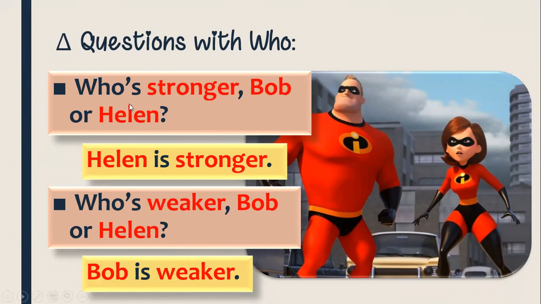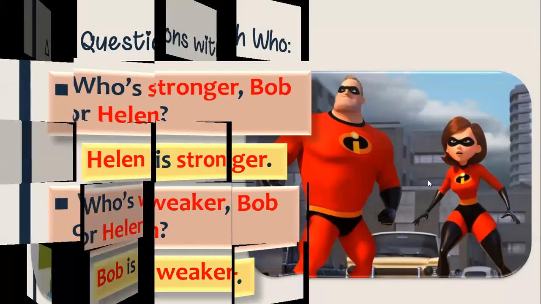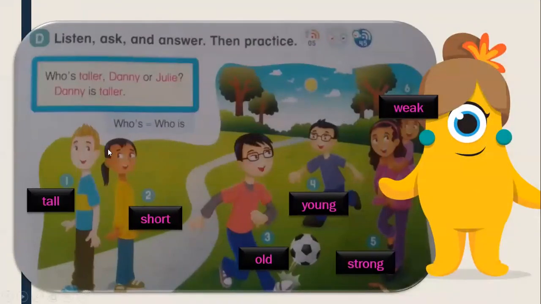So remember one more time, the pronunciation of this word. Who's stronger? Who's weaker? And we are using the name of the person that I want to ask. So let's see. In this case, here we have Danny, Julie, Mike. I think he's Leo, his brother, Emma, and Anne, her sister. And each one have an adjective: tall, short, old, young, strong, weak.